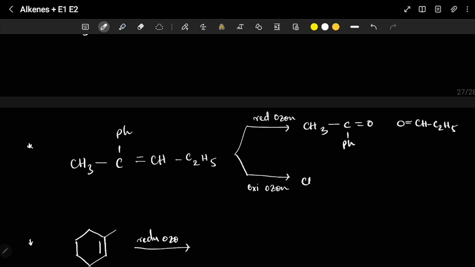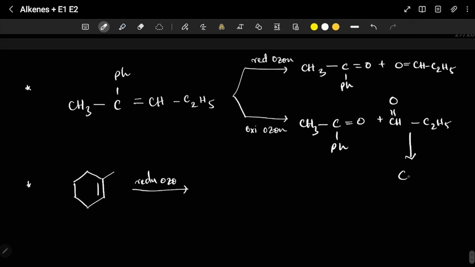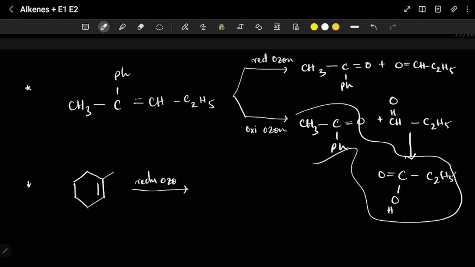In case of oxidative ozonolysis, it will be the same. Just first write both of them. CH double bond O, and C2H5 with double bond O. Now here we can see an aldehyde. So the aldehyde is oxidized. Oxidized means just remove the hydrogen and add an oxygen with hydrogen, and then double bond O, and then C2H5. Done. This will be your product. This will be your answer.